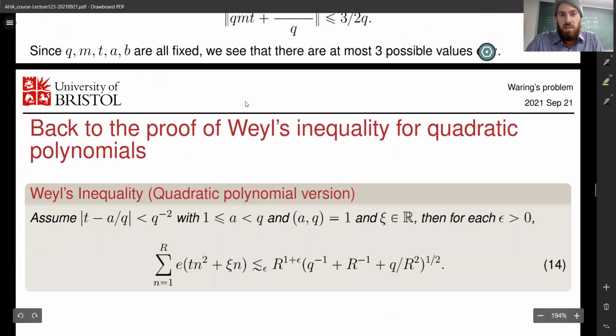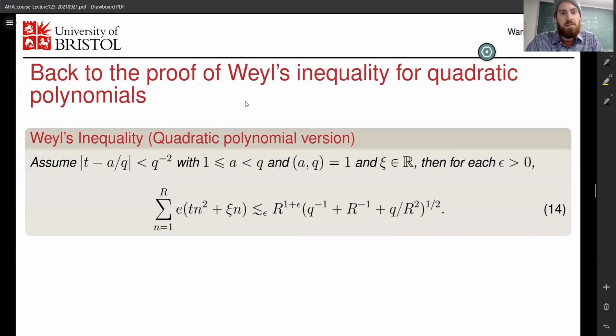Great. Okay, I'll go on since no one has any comments at the moment. But going back to the proof of Weyl's inequality for quadratic polynomials, we still need to figure out how we're going to actually use the linear one, and the linear one on average. This extra saving in terms of a factor of Q.